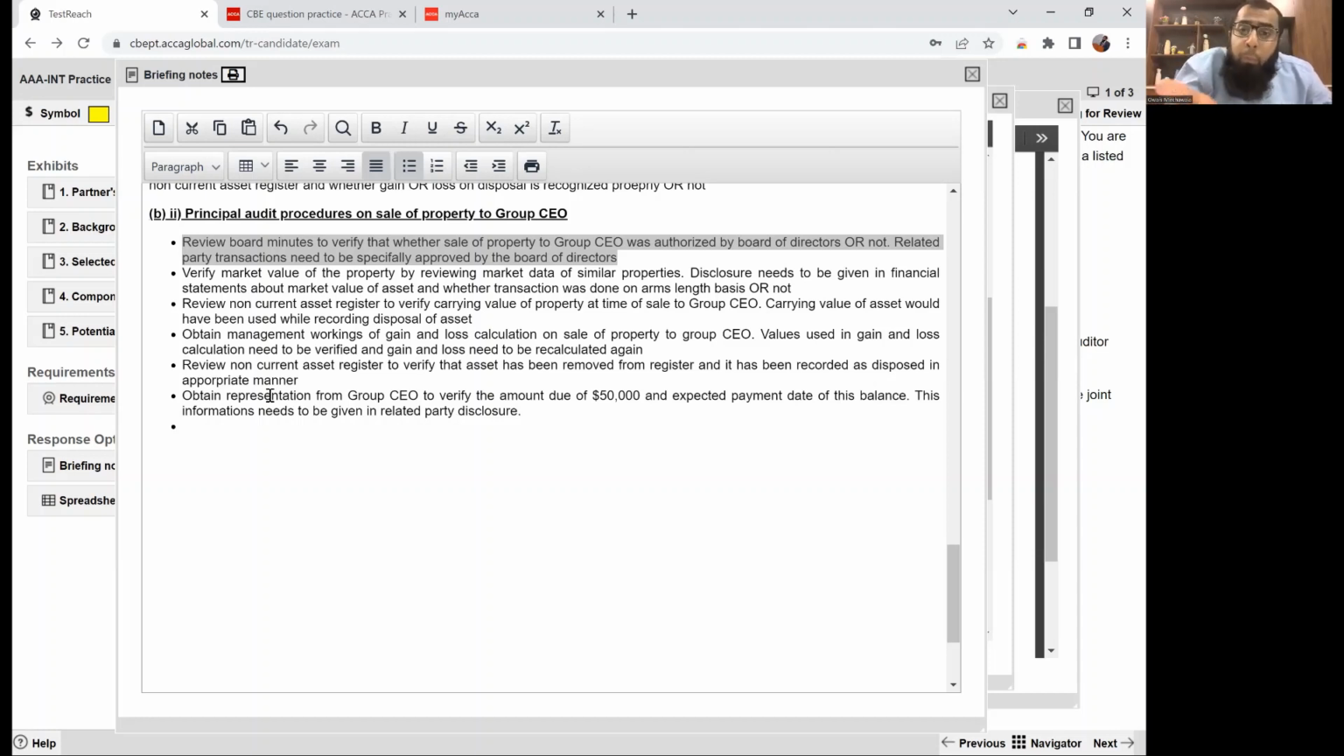You can write one more procedure, as I told you, that we look at the subsequent period transaction, if any balance is paid in the subsequent period. You can look at the financial statement and the draft FS and verify whether the disclosure is complete or not. Okay, so I hope that you people are getting it. The only thing the examiner is expecting is that while you draft the procedures, be complete. Don't write very small procedures.